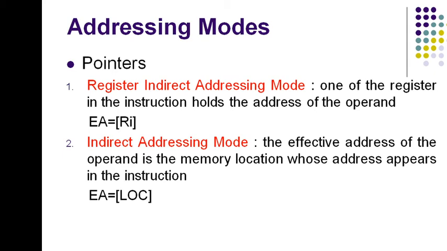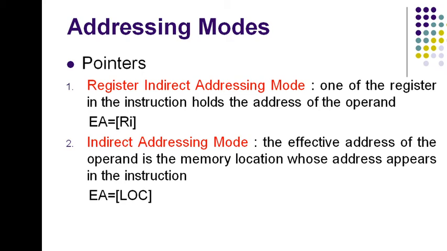That is, the effective address of the operand is the content of the memory location whose address appears in the instruction. So either it can be represented using a register or using a memory location. If it is a memory location, the effective address will be the content of the memory location.